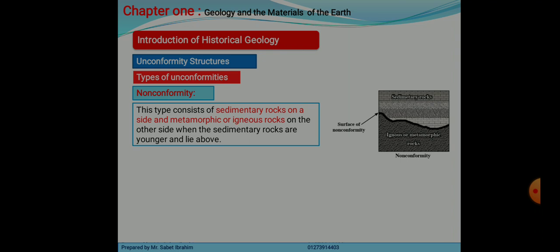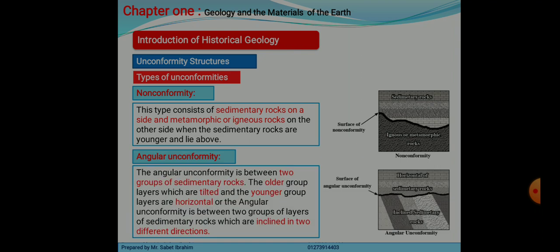As we see here in the figure, igneous or metamorphic rocks, the darker one, are beneath, and the upper one is sedimentary rocks. And the dark curved line is the surface of nonconformity.